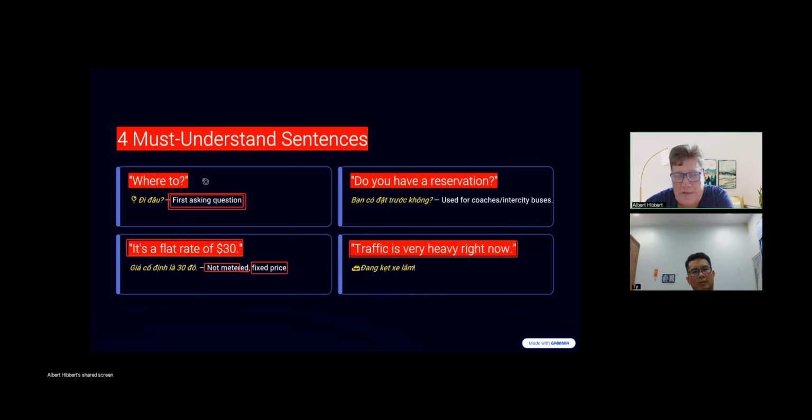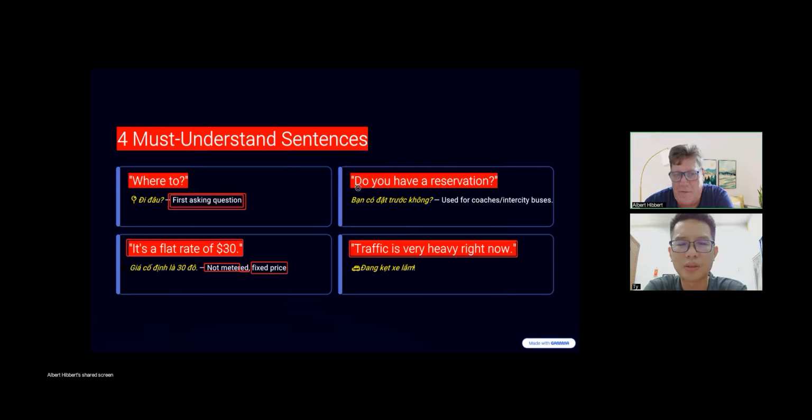So these are the 4 must-understand sentences. The taxi driver will ask you, where to? Where do you want to go? And then you must say, can you take me to the airport?